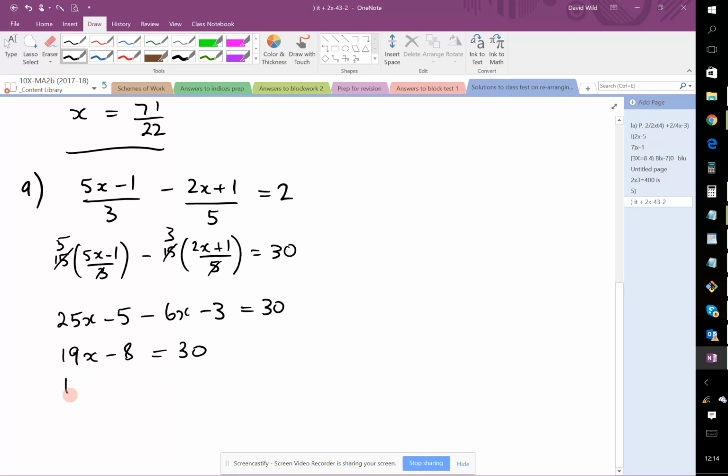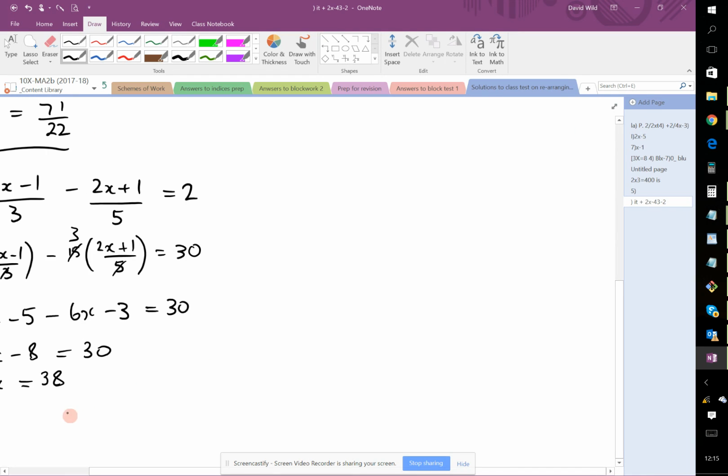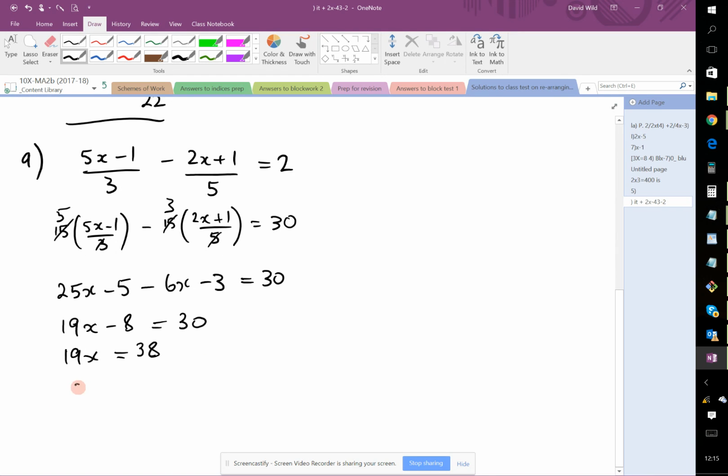Add 8 to both sides. And now we divide both sides by 19. And 38 divided by 19 is 2 over 1, which is 2. So x equals 2.